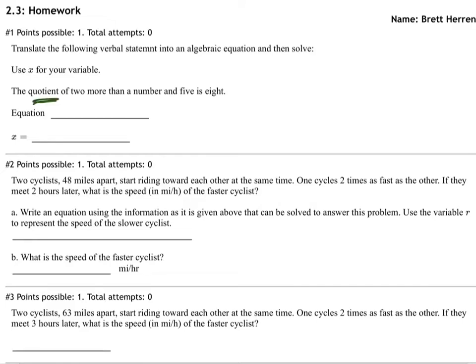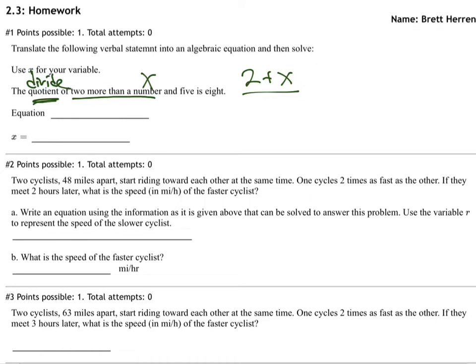Division, yeah. Quotient means divide. So it's like a fraction. So the quotient, the dividing of 2 more than a number. 2 more than a number. How do we write that? 2 plus x. More means add, doesn't it? And the number is the x, right? Because we don't know what the number is, so that's our variable.